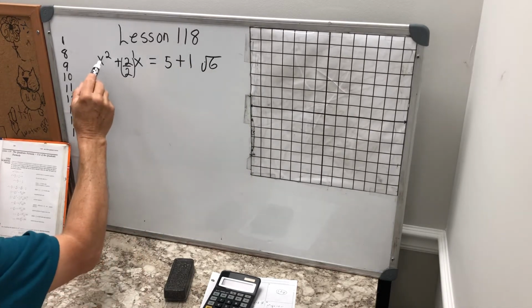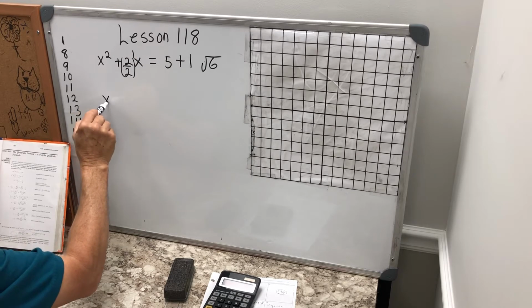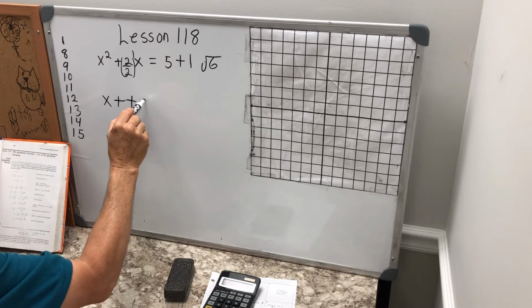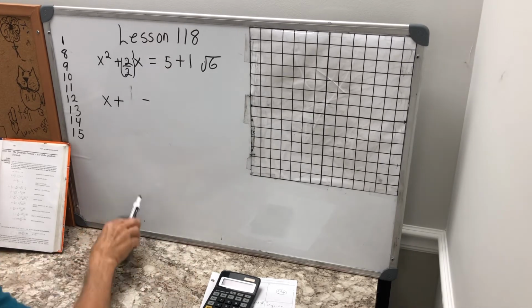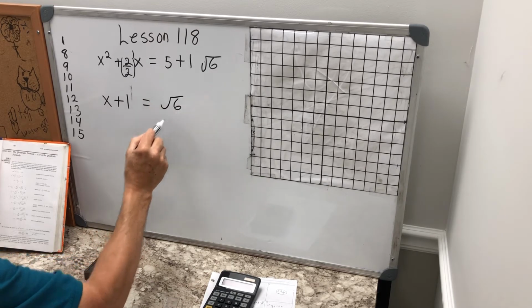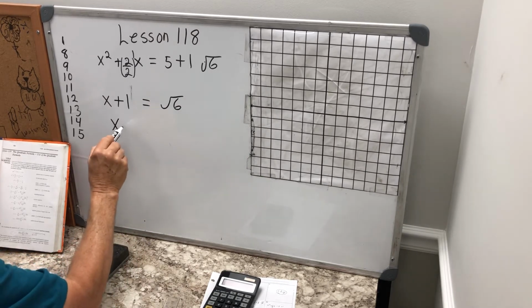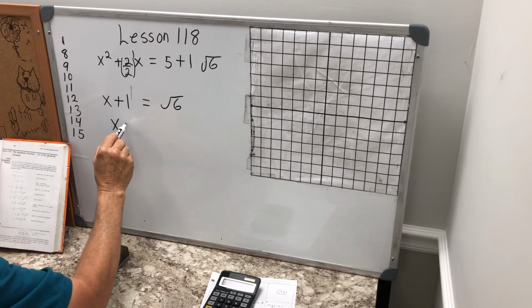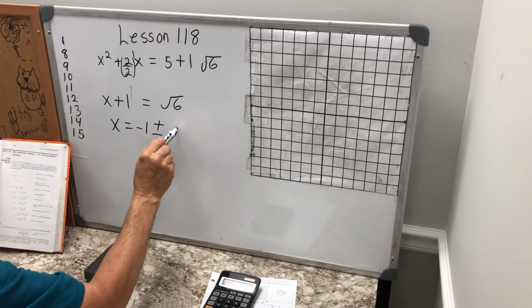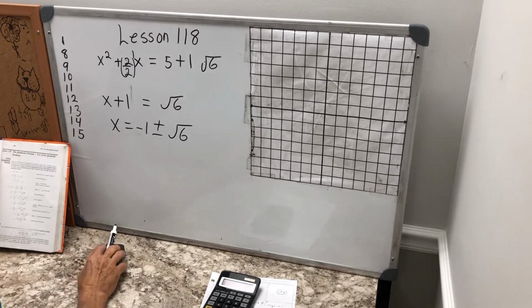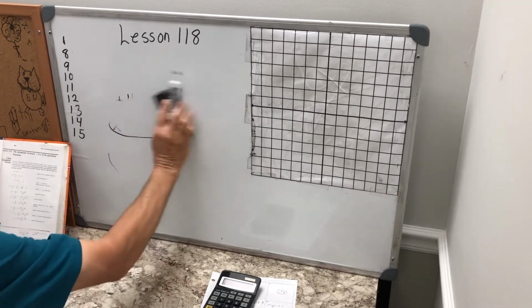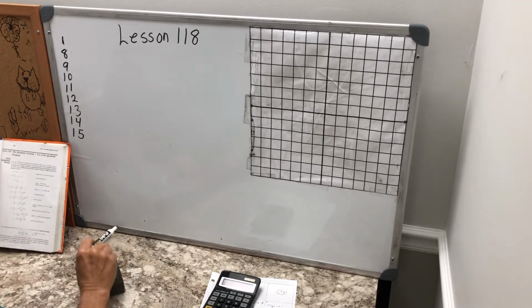Now we go back over here. X squared, we're going to rewrite it as x plus 2 divided by 2, which is 1, equals the square root of 6. X, put the positive 1 on the other side, it becomes a negative 1. It's always plus or minus the square root of 6. There is your answer for number 10. One more like this. Number 11.